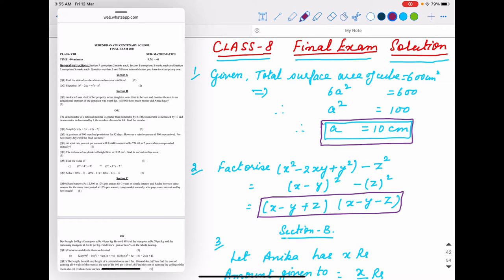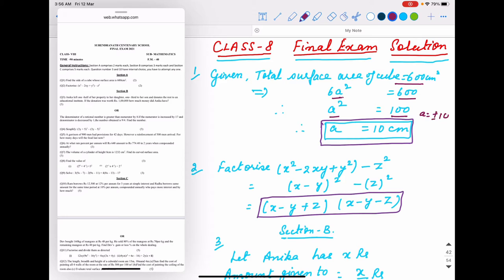Question 1 is: Find the side of a cube whose surface area is 600 centimeter square. So what is given? We have to find the side of the cube, and the surface area is given. Surface area, we know, is 6a square. That is 600. So what is a square? 100. So a can be what?